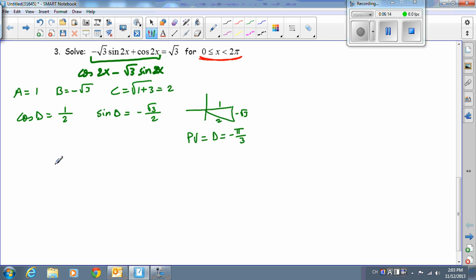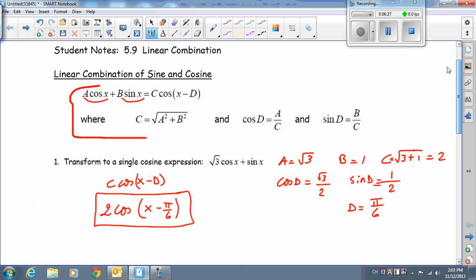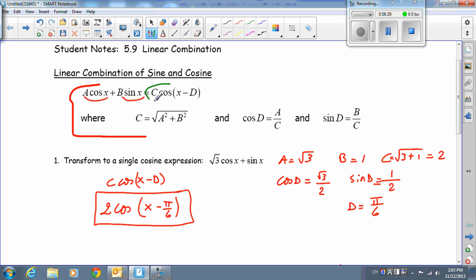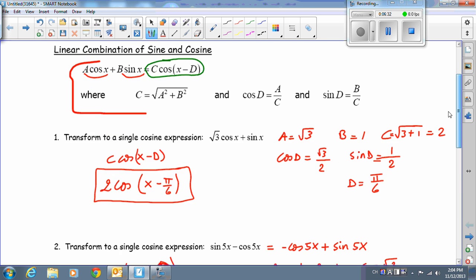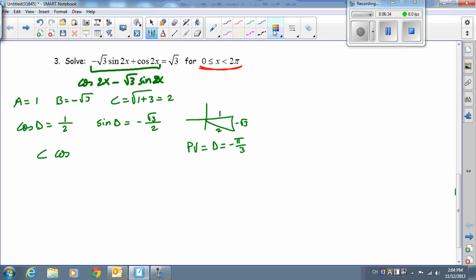I will go back here now and start solving as c, which is, note that I'm still writing my c times the cosine of, using this formula again, c cosine of x minus d, and that's what I'm going to use here. I'm just not going to rewrite c cosine. So let's go ahead and write our correct values. C here is 2 cosine of x minus pi over 3.